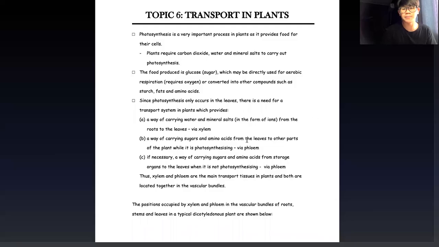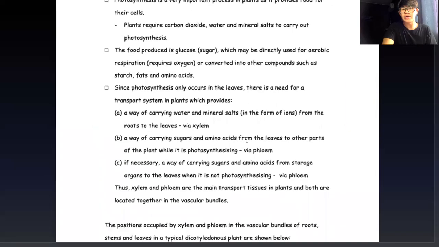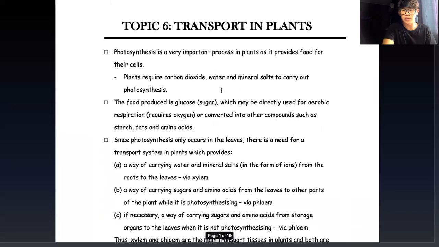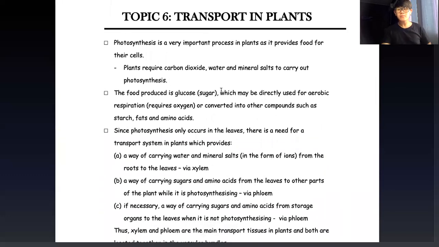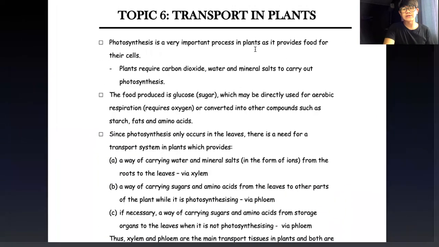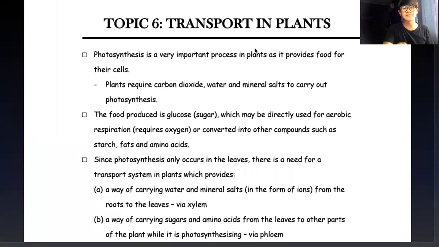So I'll show you here. Yeah, so you should have this printed with you by now. Okay, so it should be with you. Just a sec, I'll just finish up this.